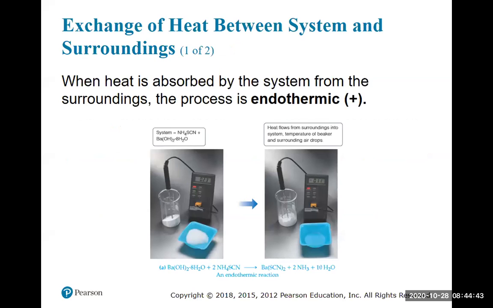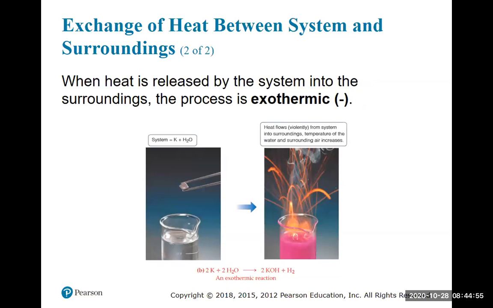We'll say it again just because it is important. Endothermic is plus, that's heat coming into the system, absorbed. And exothermic is negative, that's releasing that heat into the surroundings.